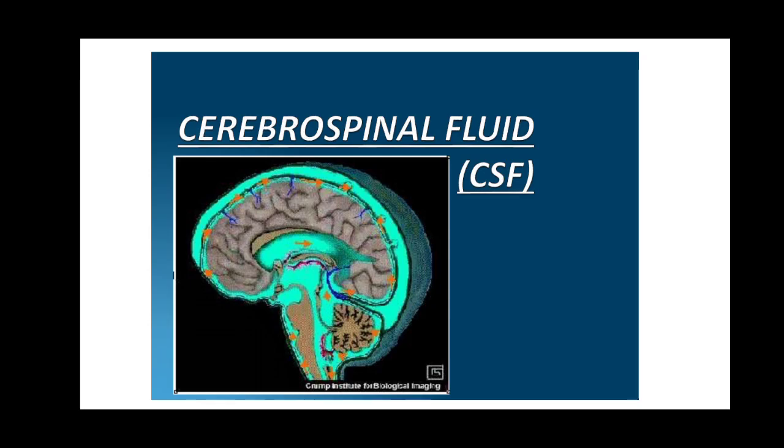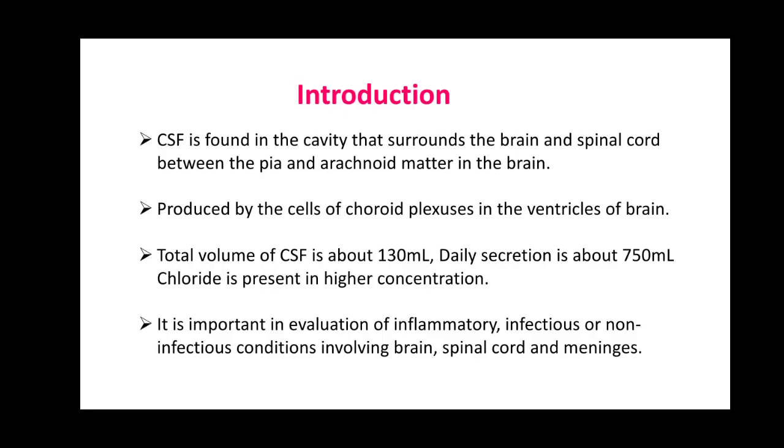So next we'll see the CSF, that is cerebrospinal fluid. CSF is found in the cavity that surrounds the brain and spinal cord, between the pia and arachnoid matter in the brain. It's produced by the cells of the choroid plexus in the ventricles of the brain, and total volume will be 130 ml, with a daily secretion of about 750 ml. Here the chloride is present in higher concentration, and it's important in evaluation of infectious, non-infectious or inflammatory conditions involving the spinal cord, brain and the meninges.